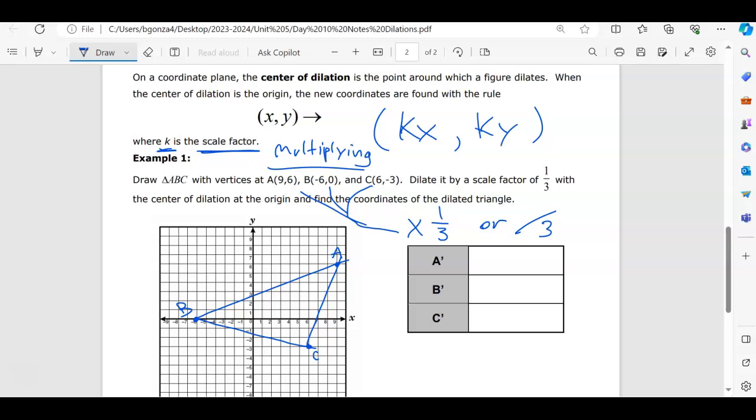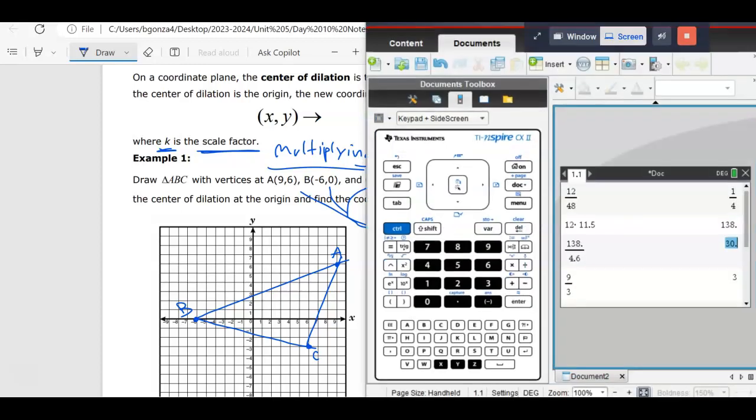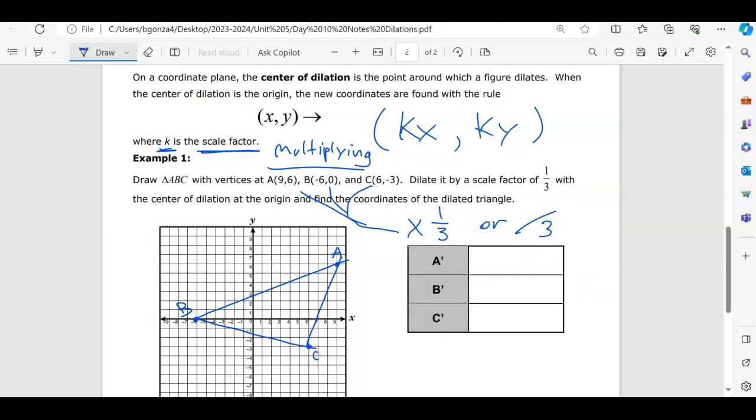Okay? And I already did that earlier. You could type this in your calculator to get all these numbers. But 9 divided by 3 is 3. 6 divided by 3 is 2. Those of us who are just writing and not thinking, look, I took each number times 1/3 to get these new numbers. Same thing here.